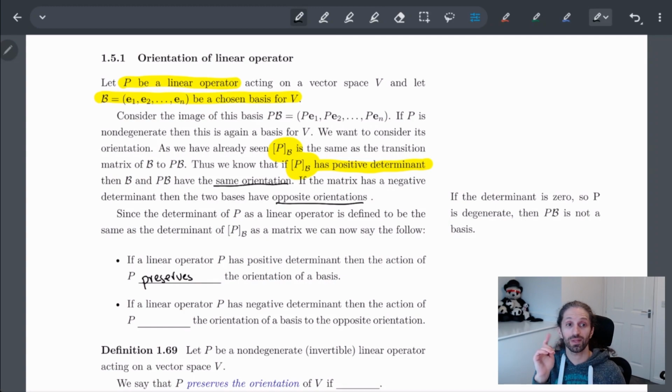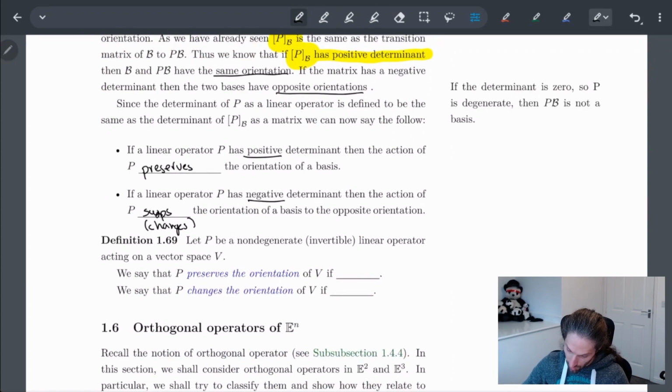We just know it's going to have the same orientation. Now, if the determinant of P is negative, on the other hand, so here positive, negative, then it swaps the orientations or changes the orientation, right? It changes from left to right or right to left. So in other words, what we can say precisely is that P preserves the orientation of V if the determinant of P is greater than 0. And if it's less than 0, then it changes or swaps the orientation of V.